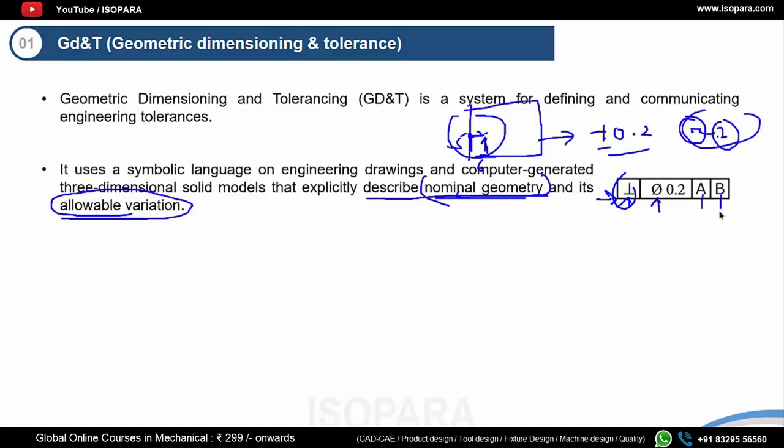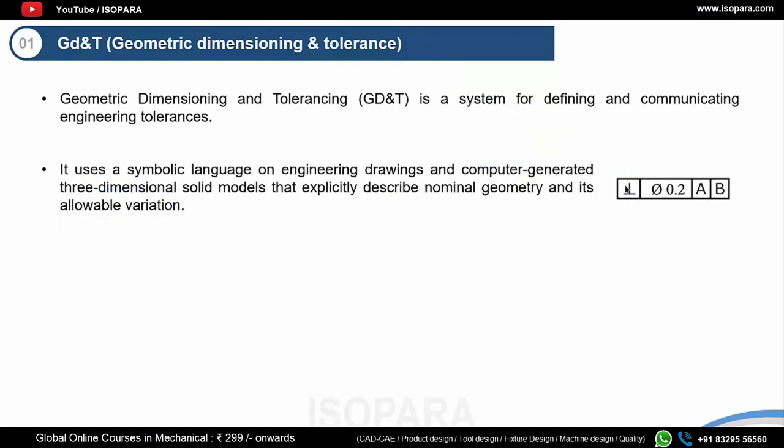Then we have A and B, which are the reference planes. Let's say I took these two sides as the reference, so I will name them A and B. These were the two sides that I took for the reference of the location of this hole. They can be any reference, or you can take any feature of your part and use it as a reference. So this is a common format of GD&T that you specify in either your 2D drawing or even in your 3D model as well.